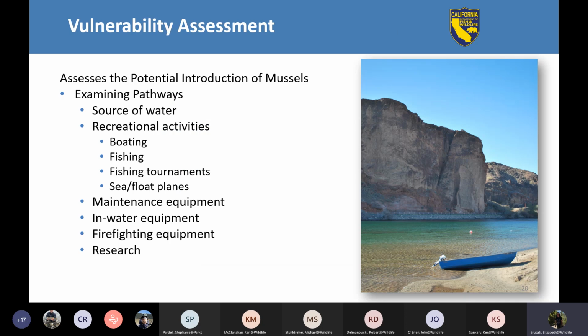So think about all the ways mussels could be brought in, the source of water, the recreational activities, but also think about maintenance equipment, in-water equipment. For instance, does your agency have equipment or boats that go between different reservoirs? Are there other agencies that come into your reservoir? Is your reservoir used for firefighting? Or are there researchers that come into your reservoir and potentially are going into other waters that might be bringing in equipment that could spread mussels? Try to think about anything that's coming to touch the water in your reservoir.